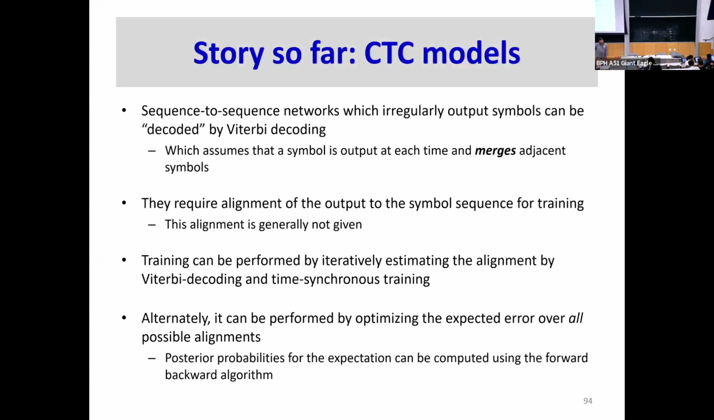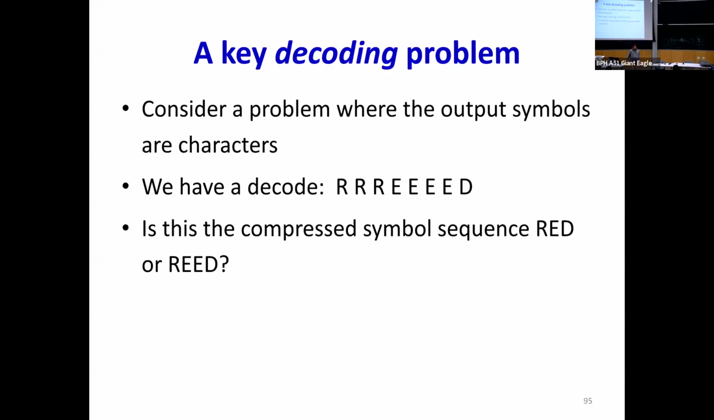So here's what we've seen so far. These sequence-to-sequence networks, which irregularly output symbols, can be aligned using Viterbi alignment. To train them, they require alignment of the output to the symbol sequence because this alignment is generally not given. And training can be performed by iteratively estimating the alignment by Viterbi decoding and time-synchronous training, or by optimizing the expected divergence over all possible alignments, which is what we just saw. So this is all very fine, but we are still left with a problem that we alluded to in the last class and haven't addressed thereafter.